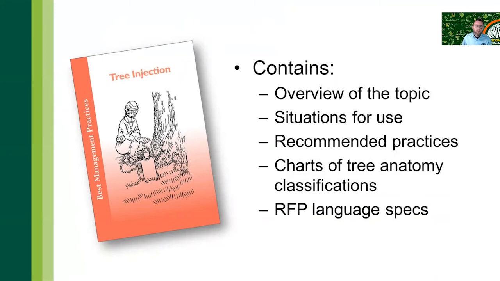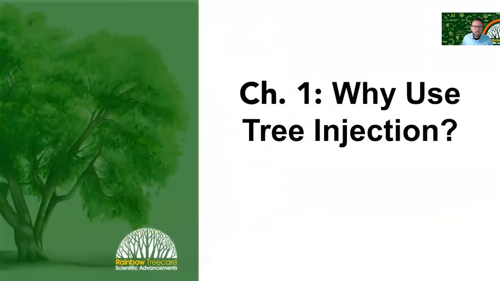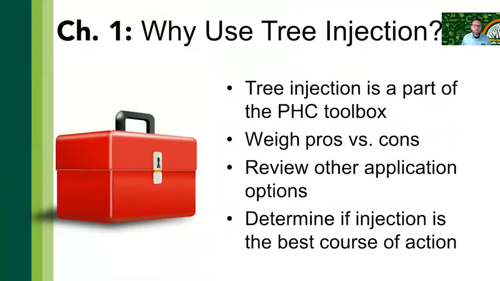And so the BMP, again, contains an overview of the topic, situations for use, recommended practices, and it provides some neat appendices where we talk about different tree anatomies, and it also provides RFP language specs, which we'll cover briefly today. So let's go through this chapter by chapter, and then we'll relate this to the different management strategies as we go here.